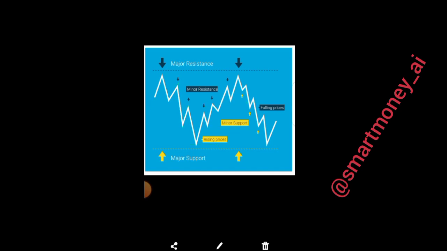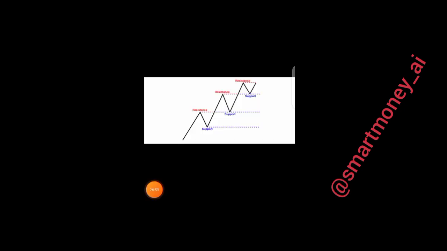Let's look at it here. Okay, so let me use this image to show you something, right? When a support is broken, it becomes resistance. Likewise, when a resistance is broken, it becomes a support. You see what's happened here? We have a resistance here. It got broken, right? And then price turned back to that resistance level. Here, it becomes support. This is the resistance. It was broken and then became a support here.